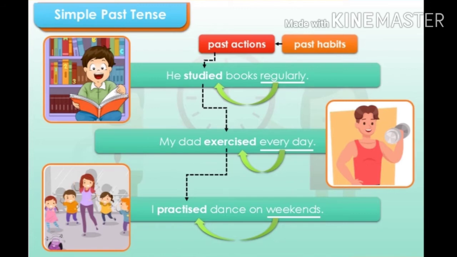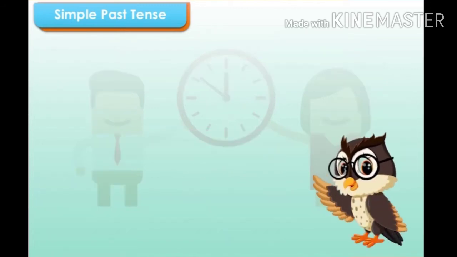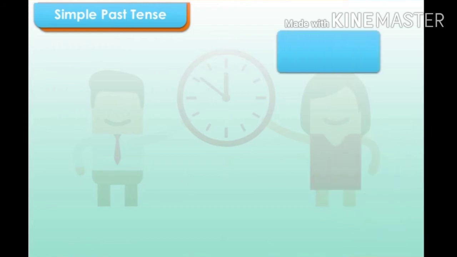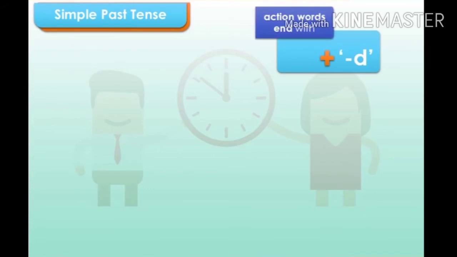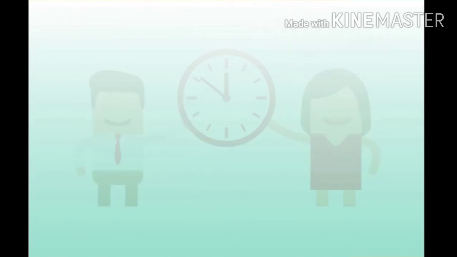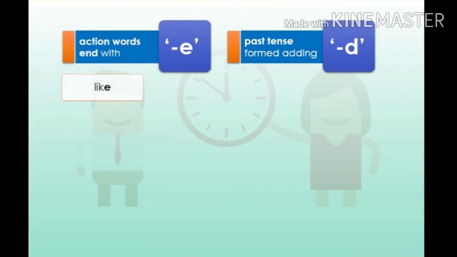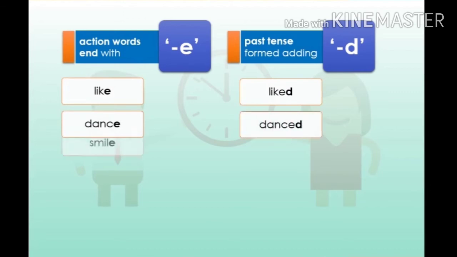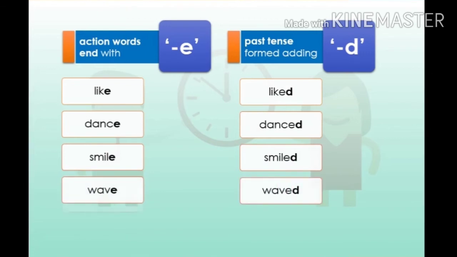Now learn how to change an action word to its simple past form. First one, add D to the main action word that ends with E. For example, she lived in Delhi. Here, D is added to the action word live. Let us see some more words that take the D in the past tense. Like, liked; dance, danced; smile, smiled; wave, waved; change, changed.